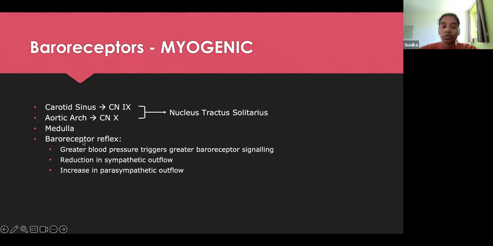So what happens when your blood pressure falls? A good way might be to draw a diagram showing the synapse of these two baroreceptors to the nucleus tractus solitarius, to the medulla, and what happens as a result.